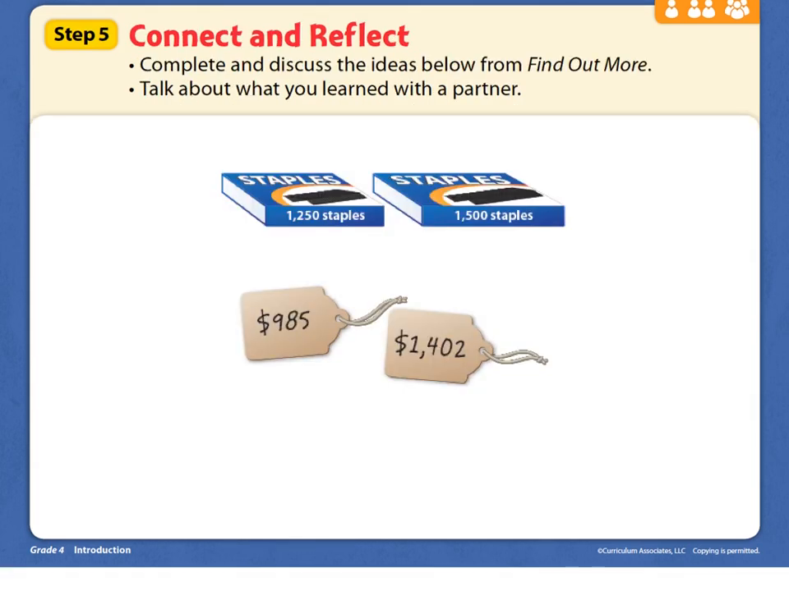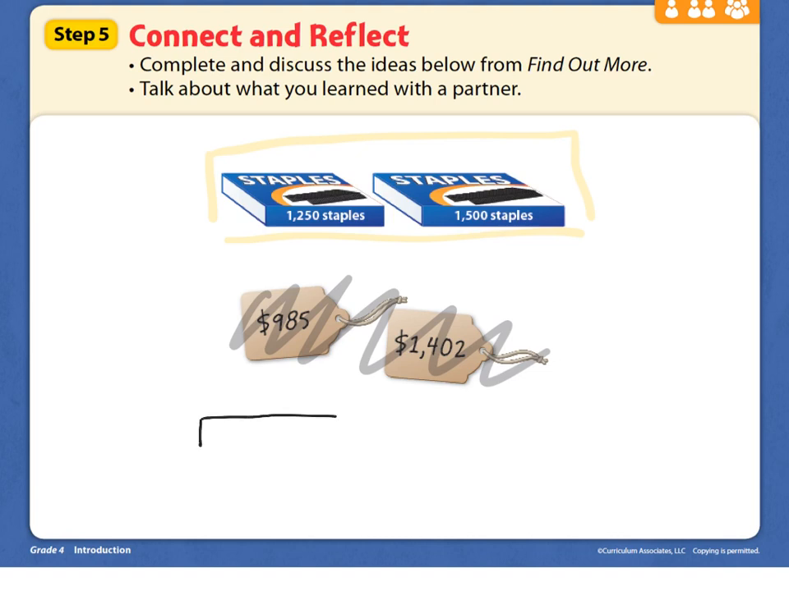The next problem that we're going to look at is the staples. We're only going to look at the boxes of staples for now, and we'll forget about the price tags just for this little bit. The first thing I need to do is draw my place value charts. So I know that I'm going to have 2 different rectangles for each number, and each of those rectangles will be divided into 3 parts.